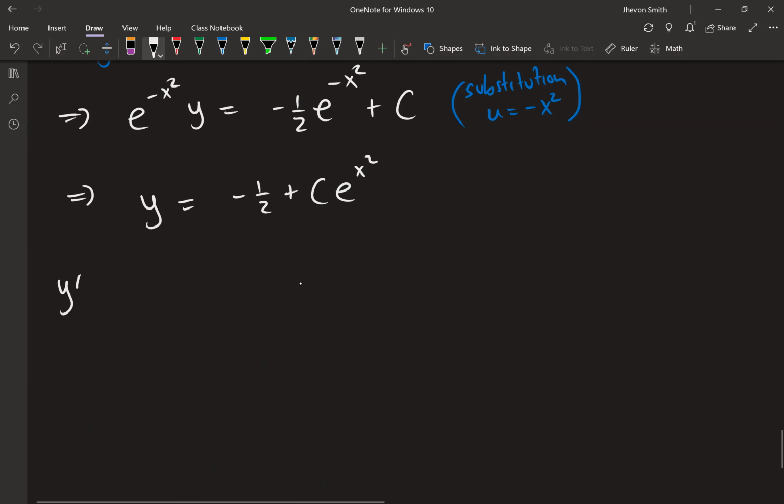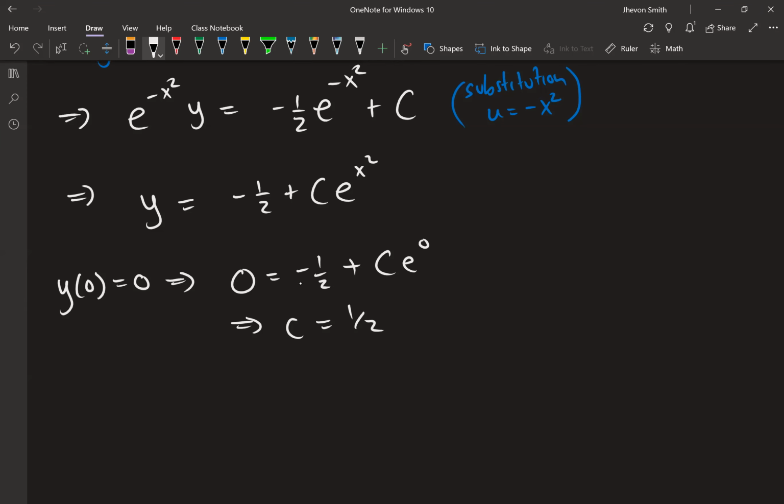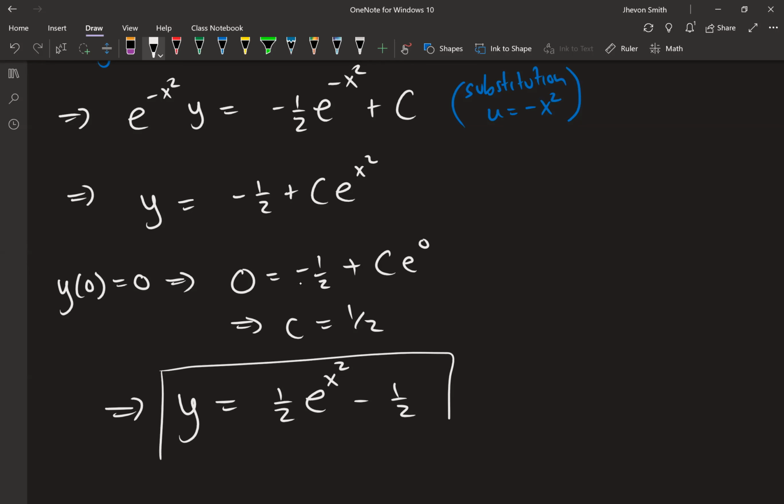Now we know that y of 0 equals 0. So this means that 0 is going to be minus 1/2 plus c e to the 0. So this gives us that c is 1/2. And so finally our solution is 1/2 e to the x squared minus 1/2. And that is our particular solution.